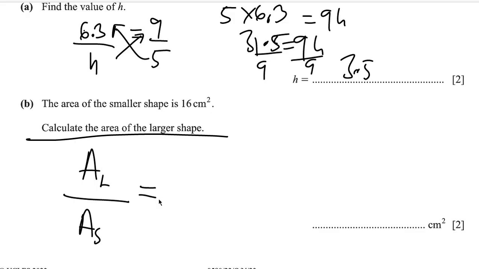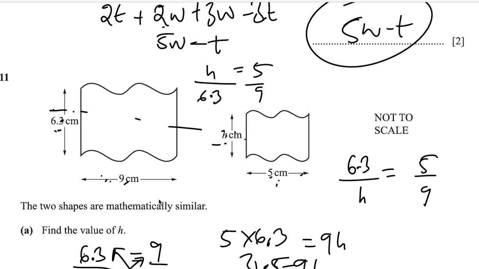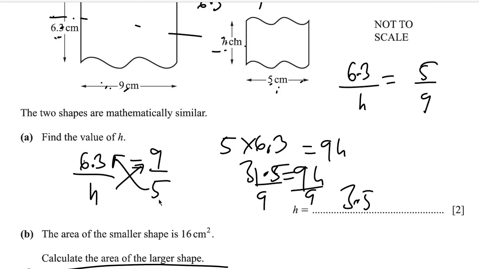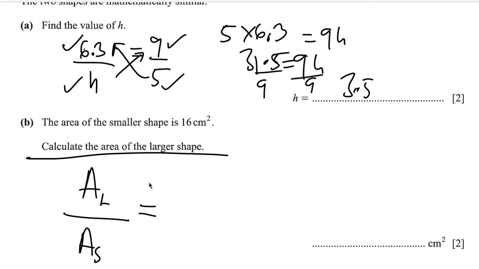That is always proportional, equal to what? The square of the length scale factor. And what's the length scale factor? This over here: 9 over 5 equal to 6.3 over h. Since 6.3 over h is equal to 9 over 5, it's going to be proportional to the square of this length scale factor. So in the case of 9 over 5, we have 9 over 5 all squared.